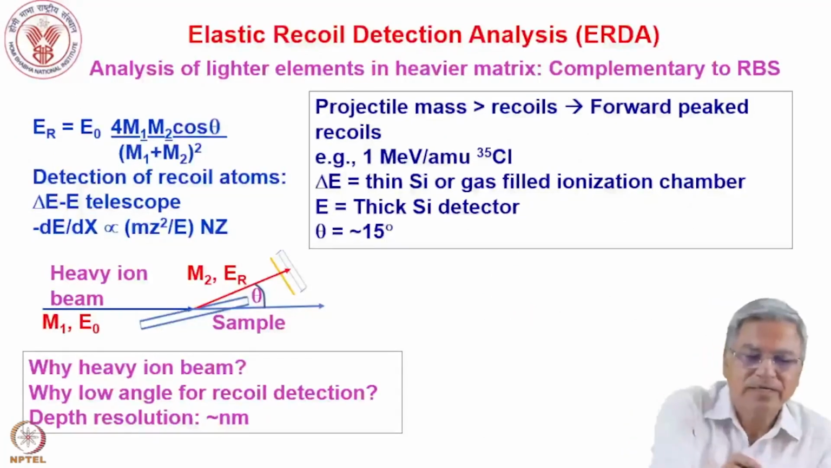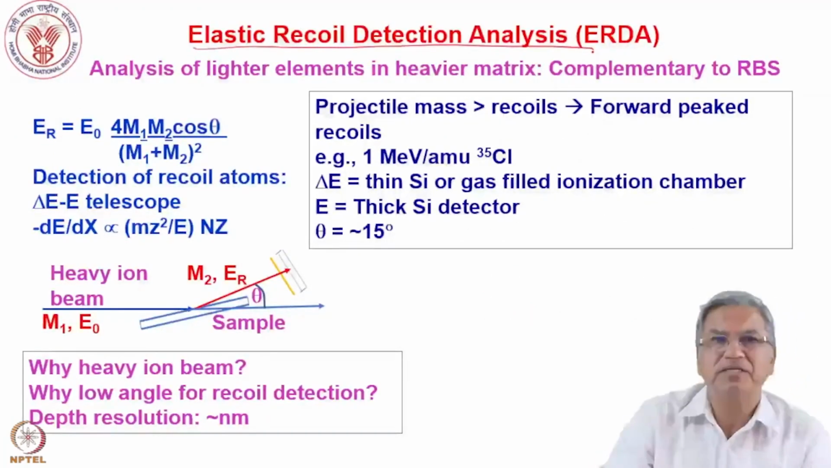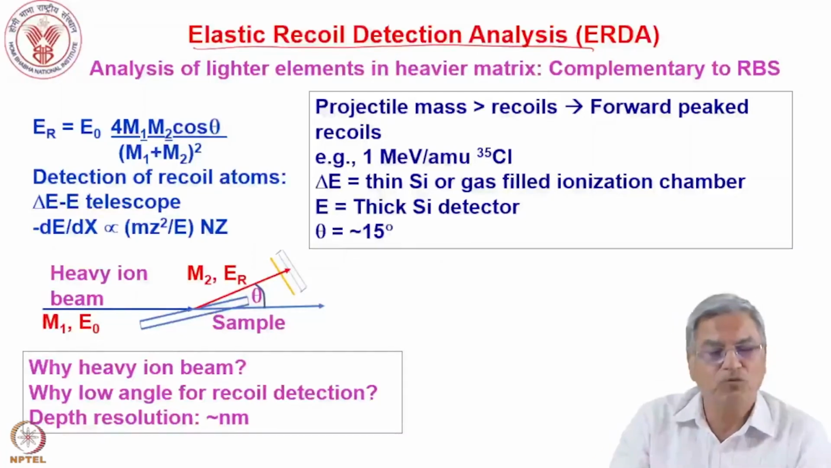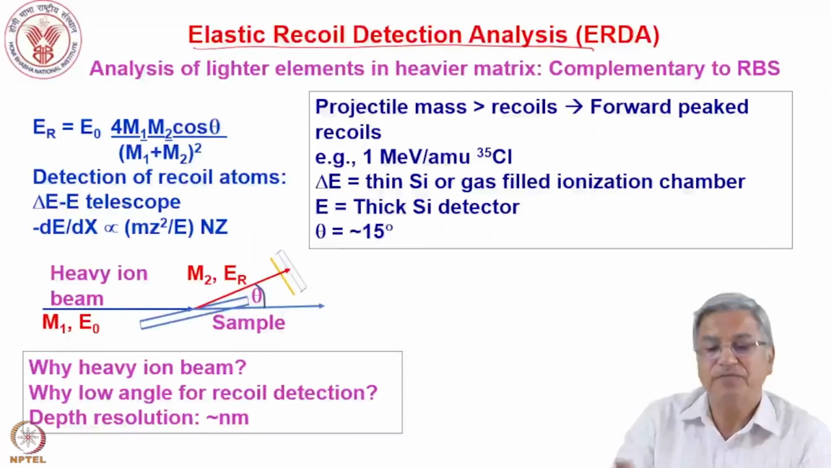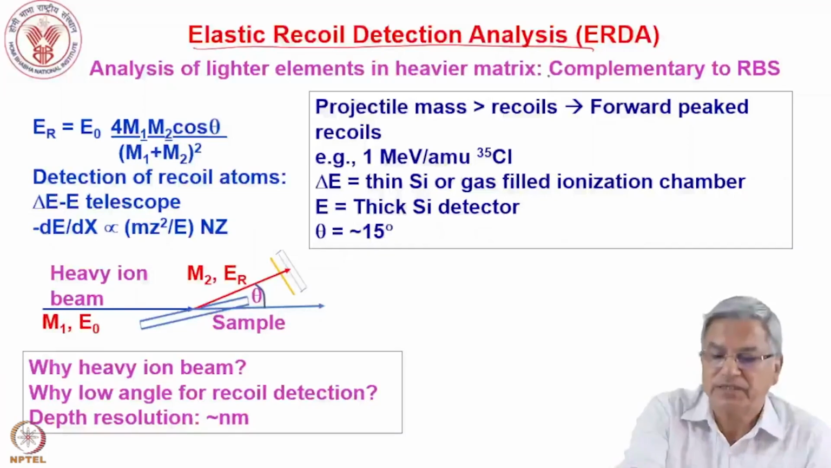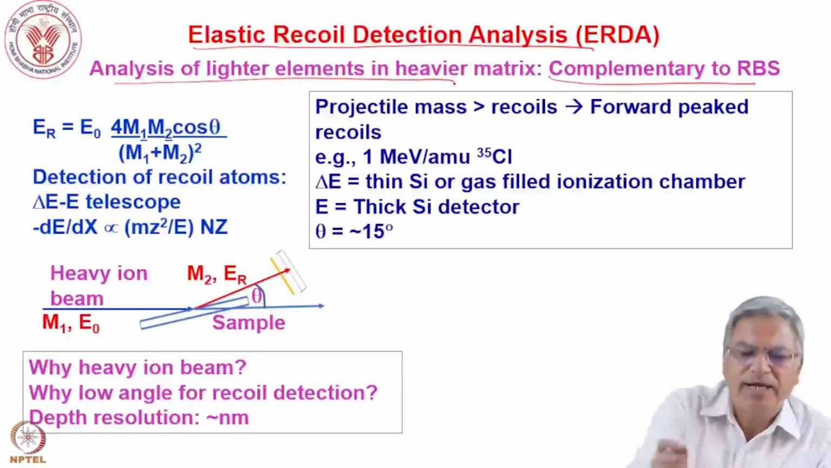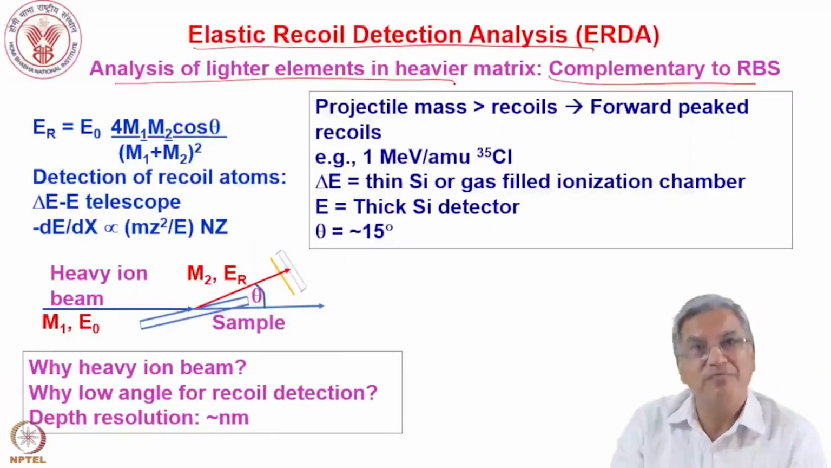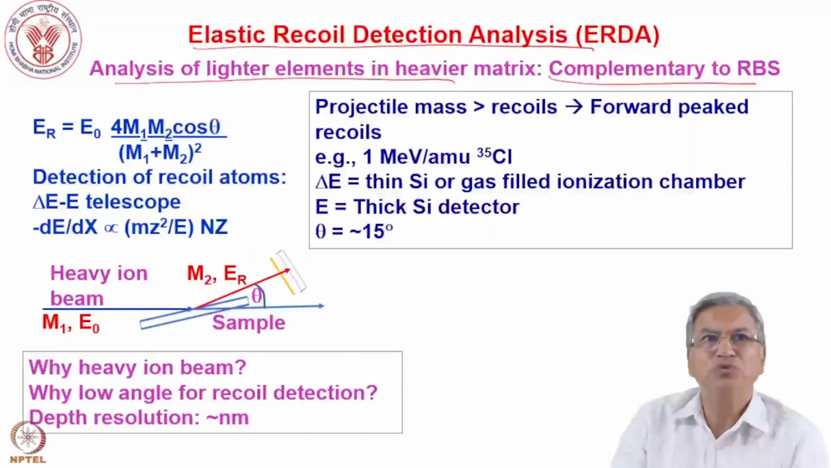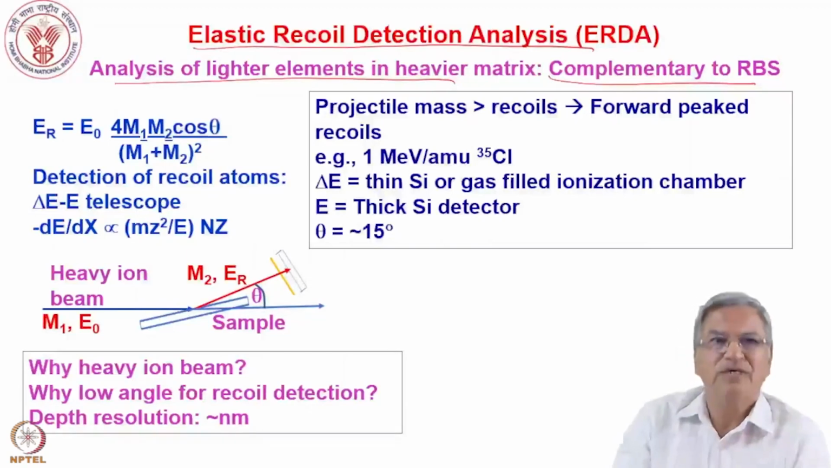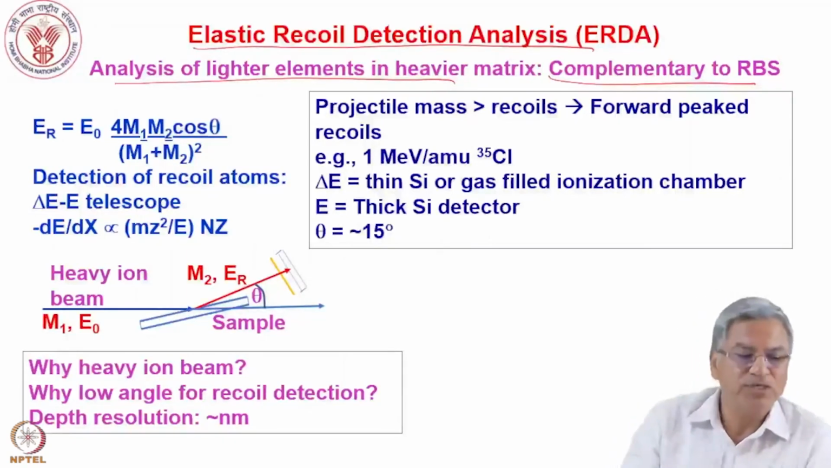Okay, another technique is elastic recoil detection analysis. We have not worked on this, but it is also an important technique. In fact, it is complementary to Rutherford backscattering spectrometry, because this technique is used for analysis of light elements in a heavier matrix. In RBS we analyze heavier elements in a lighter matrix; in ERDA, lighter elements in a heavier matrix. And why is it so?